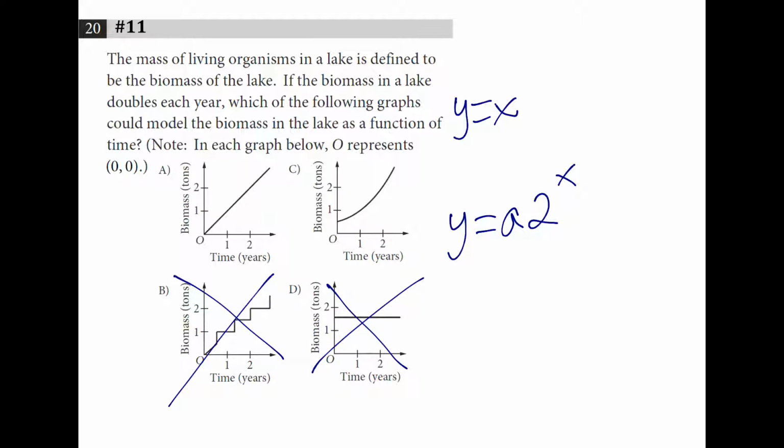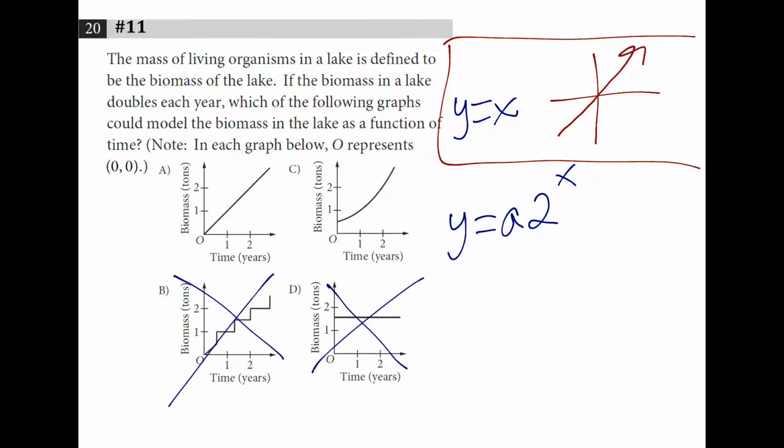So we're down to A or C. And there's two possibilities here. A is kind of like this parent function here, y is equal to x. And on a graph, we see linear growth, and it's increasing. It would be increasing by the same amount each year. So it's not possible to double beyond the first year, which is why that's incorrect.